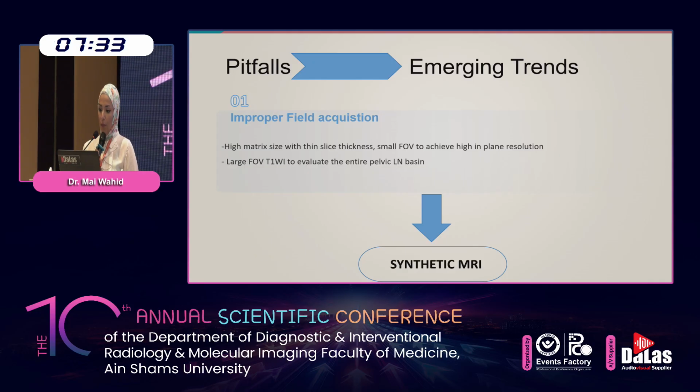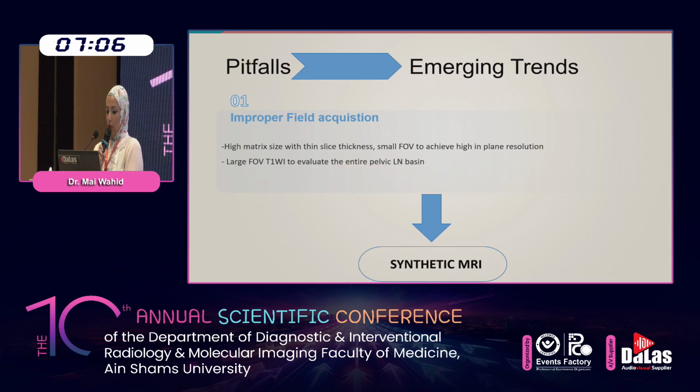So from here, we can talk about the pitfalls encountered in MR rectal imaging, which is considered the gold standard imaging, and the trends starting to emerge to overcome the current limitations or pitfalls. For example, we can have improper field acquisition. Conventionally, a high matrix size with thin slice thickness and small FOV to achieve high in-plane resolution, with a large FOV of T1 to evaluate the entire pelvic lymph node basin, should be done.